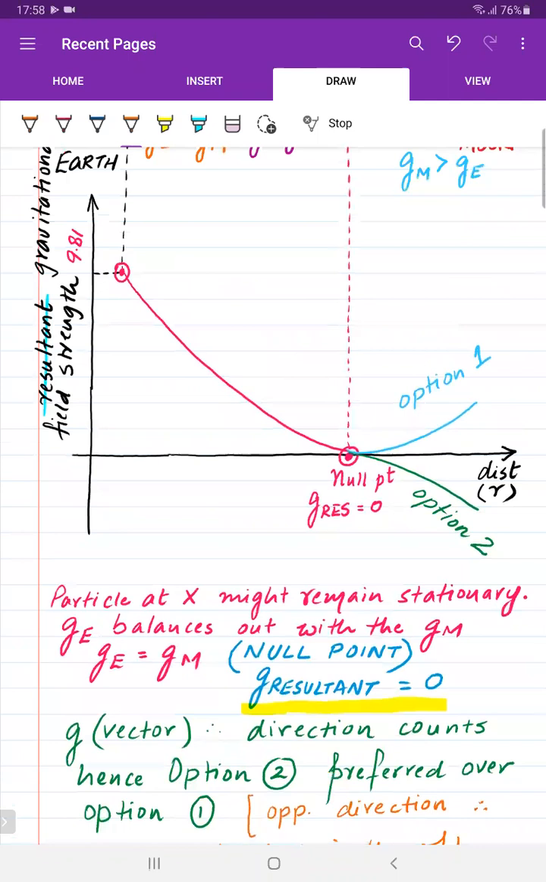ठीक है, अगर 1 को आपको रहने देना है तो वो रहने दीजिएगा, लेकिन मैं इसको स्ट्राइक आउट कर देता हूं. And option 2 is preferred as opposed to option 1. सही.